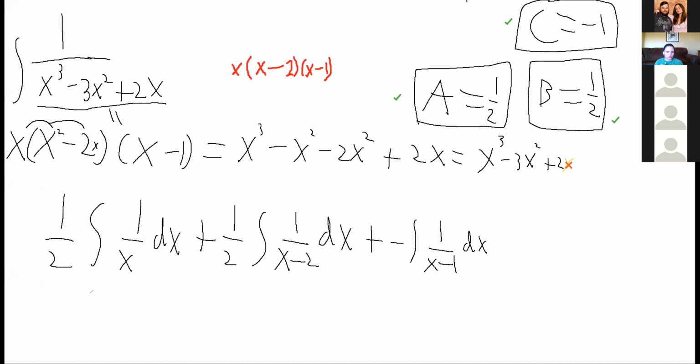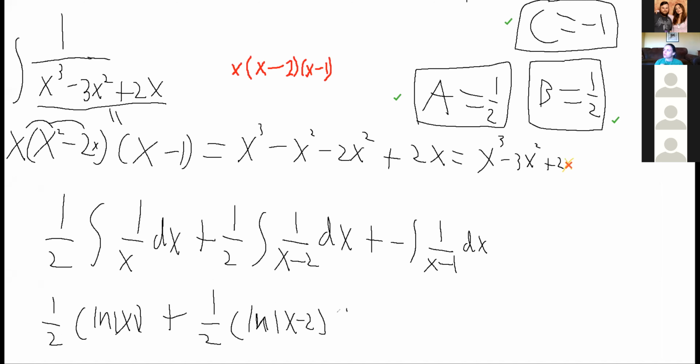So the first one would be 1/2 ln x plus 1/2 ln x minus 2 plus negative ln of x minus 1 plus c. And that's your answer.